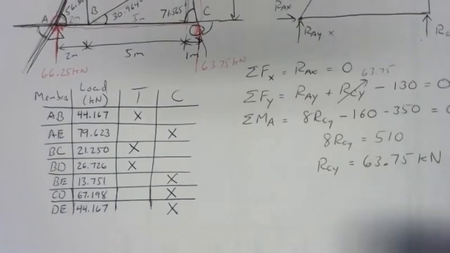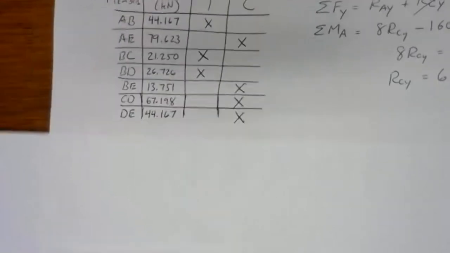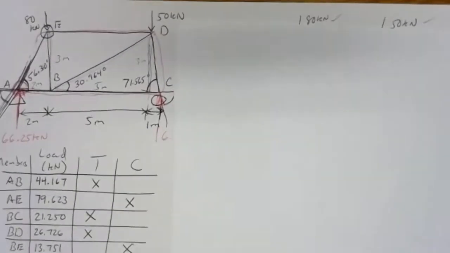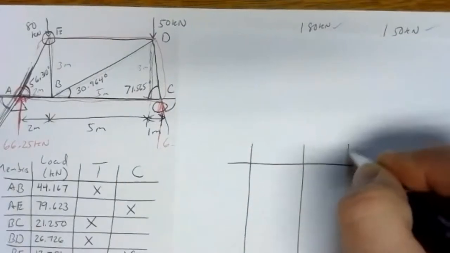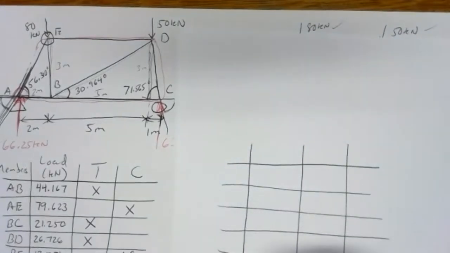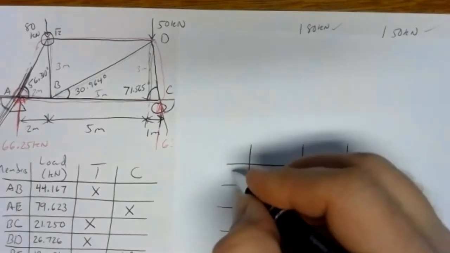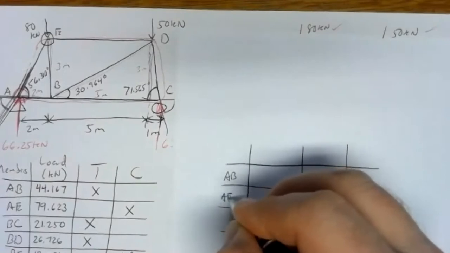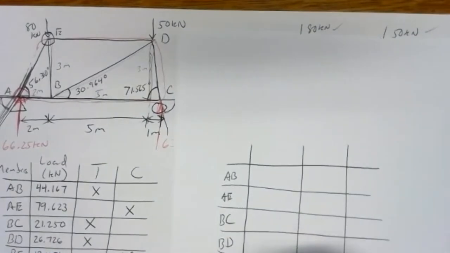So to finish up the problem, we can go ahead and draw either a force summary diagram or draw our table just with proper rounding. And the force summary diagrams get a little cluttered, so we'll go ahead and draw the table. And a table is what I'd have you fill out on the exam anyway. So there we go. AB, AE, BC, BD, BE, CD, and DE.